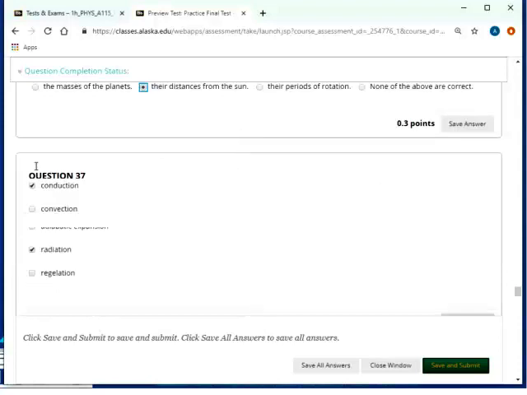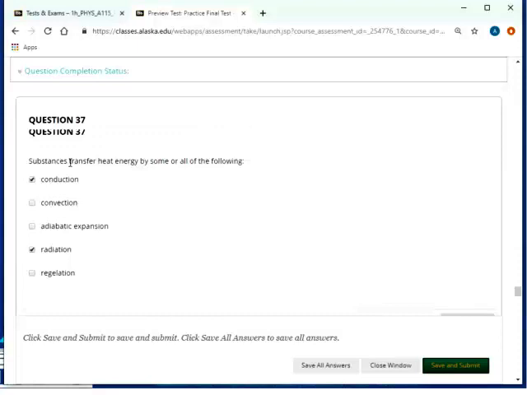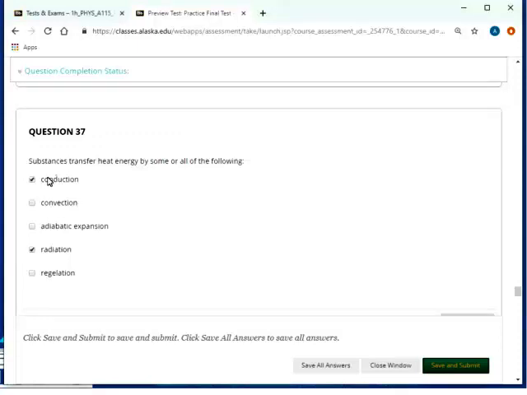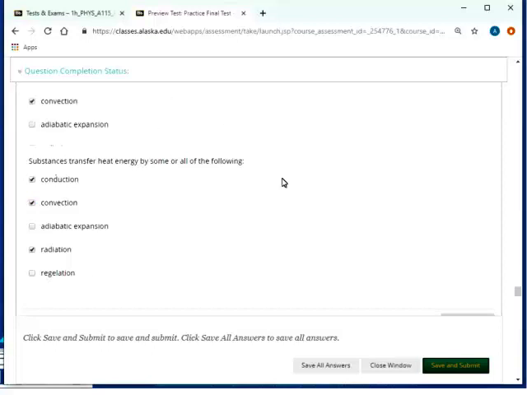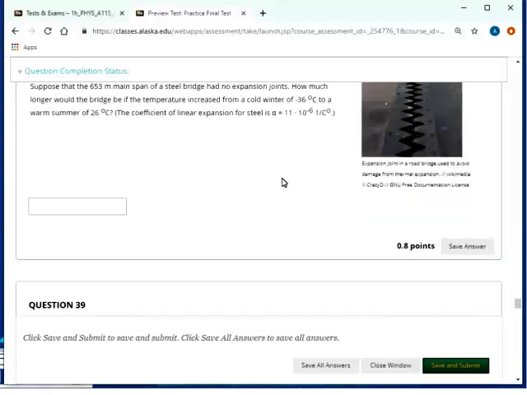Let's see, question 37. This could be the last one. It is. Substances transfer heat energy by some or all of the following: conduction, convection, and radiation. By the way, the word regulation, this is the only physics book I know that has that word in it, and it's kind of a neat phenomenon. After question 37, you can see these are where the computer problems are, but you're going to have different ones than what I do.